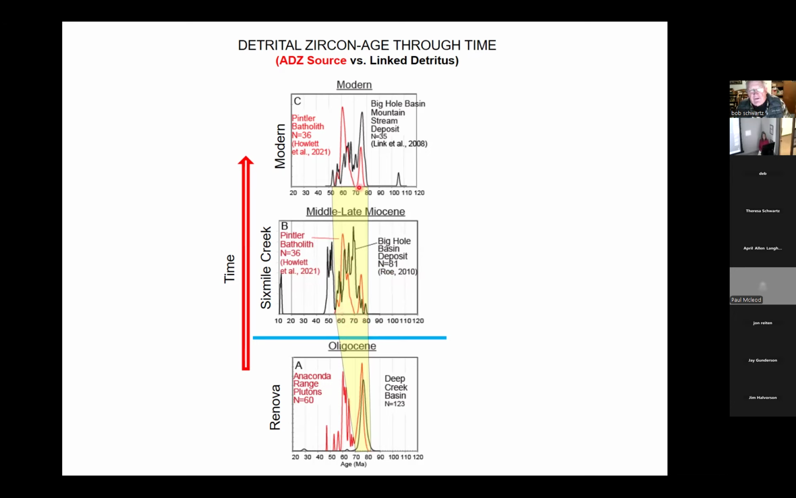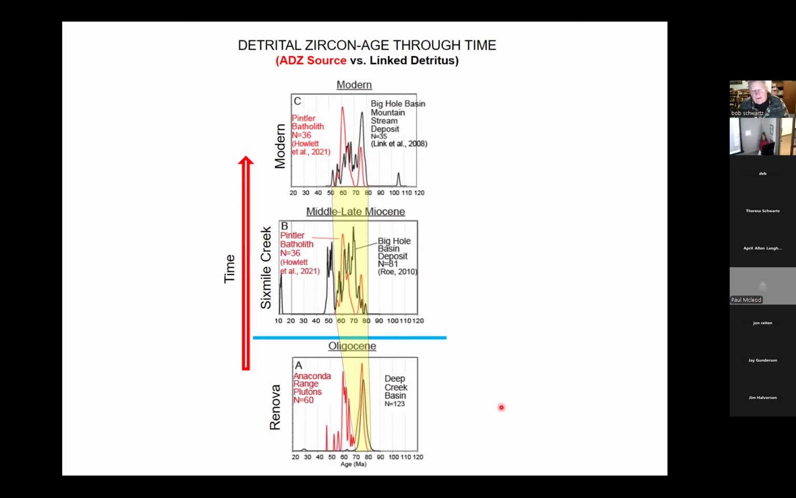And then we have this deposit from the modern stream draining the Pintler batholith. It shows a much wider occurrence of 50 MA to 80 MA igneous-derived zircons, compared to the igneous age plot for the Pintler batholith itself. Okay, so we're getting younger and younger detrital zircon groups as we go through time.